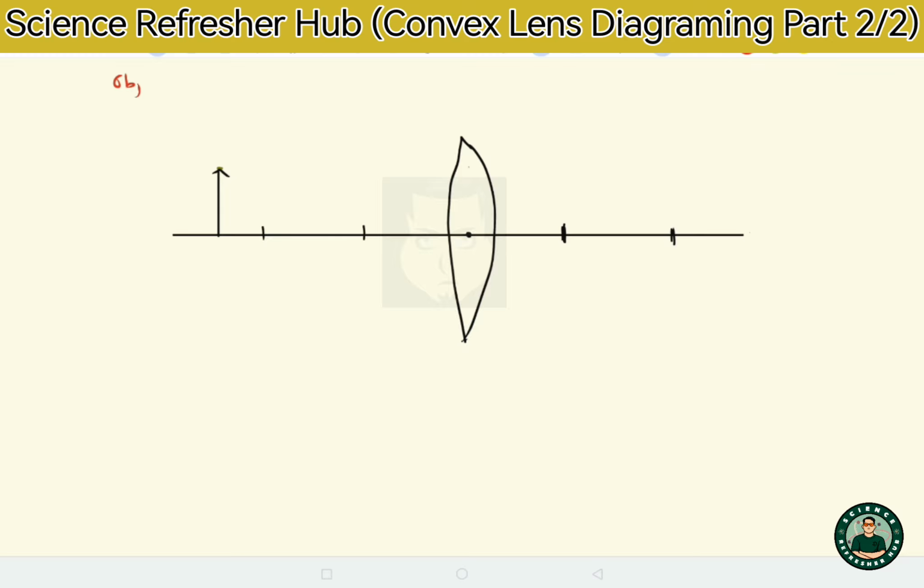All right, this time we will try to find out where the image forms if the object is beyond the center of curvature. Remember, this is the center of curvature. This is going to be our focal point, and this will be the focal point and center of curvature on the other side of the lens. We'll still be dealing with a convex lens, thicker at the center and thinner at the edges.